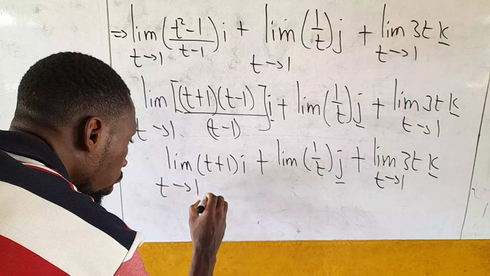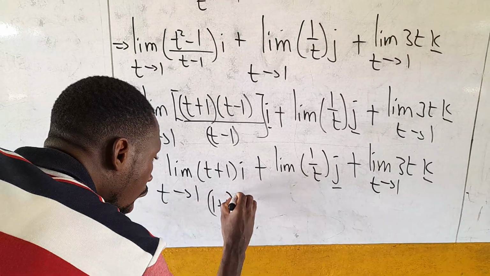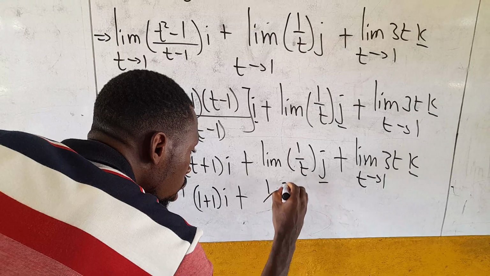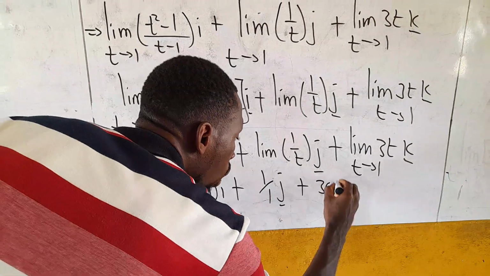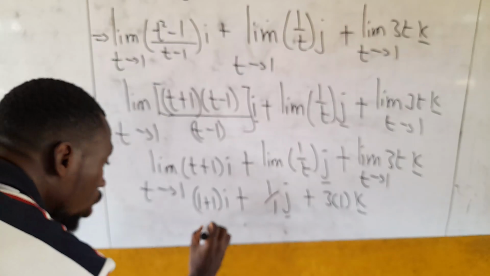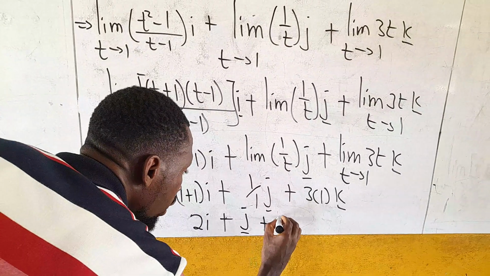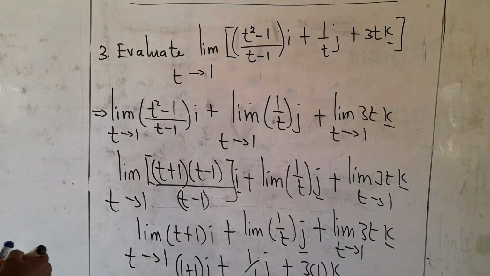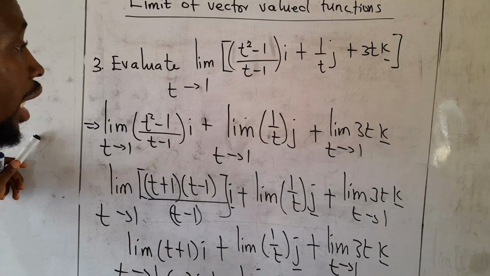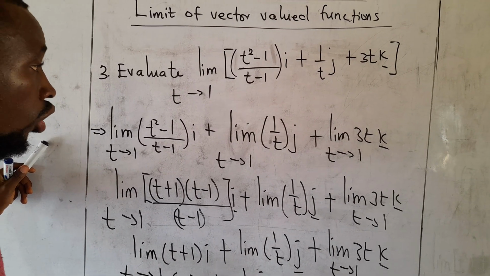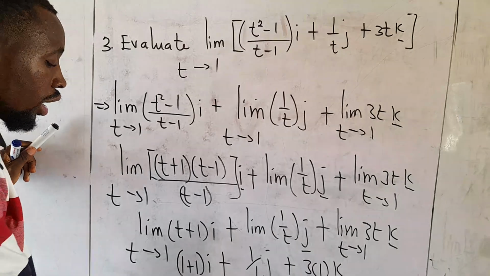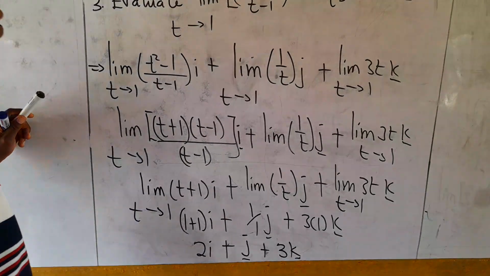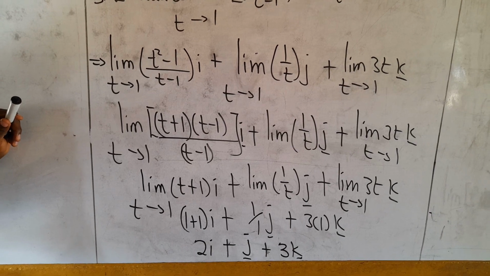So now we substitute. That will be (1 plus 1) i plus (1 over 1) j plus 3 times 1 k. So 1 plus 1 is 2, so we get 2i. 1 divided by 1 is 1, so that will be j, then plus our 3k. Then we can say the limit of t squared minus 1 over t minus 1 in the direction of i plus 1 over t in the direction of j plus 3t in the direction of k is nothing but 2i plus j plus 3k. I hope you understand this very well.